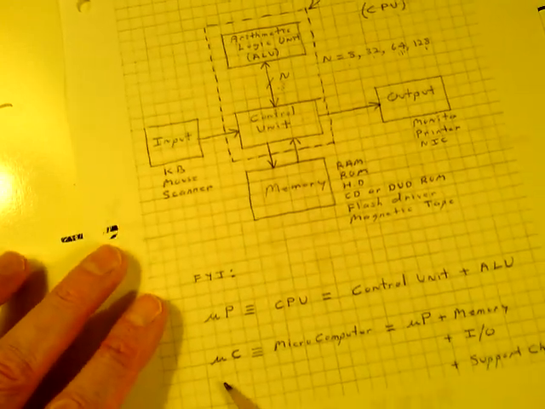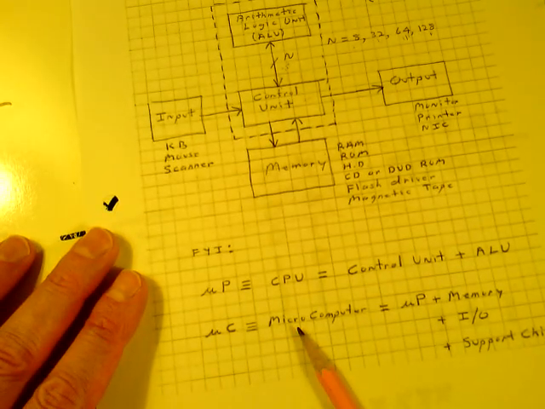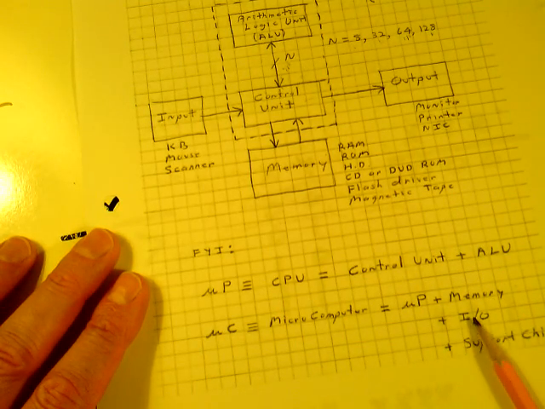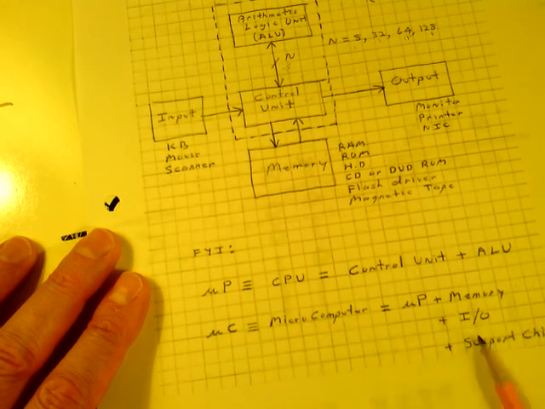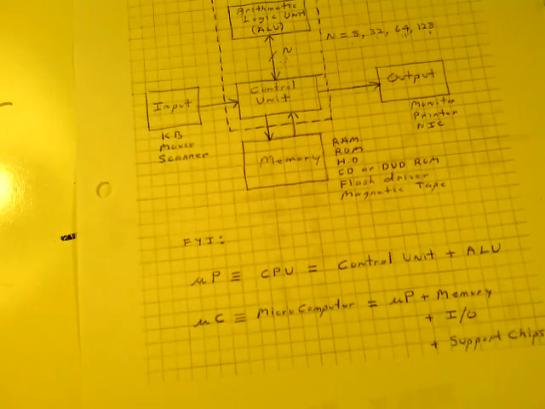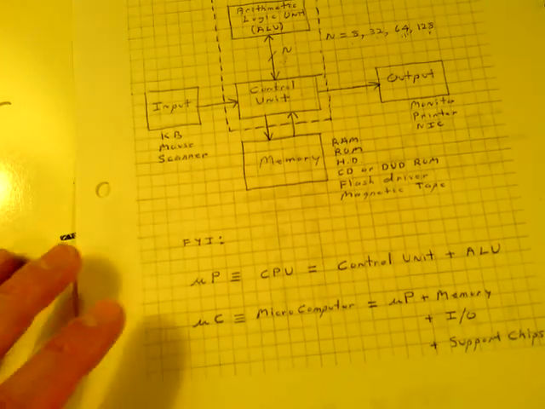Here's a microcomputer. What's a microcomputer? A microcomputer is basically a microprocessor plus 3 other things. It's this microprocessor plus memory, plus input-output chips, plus support chips. These are 2 equations that I think will help you understand. I mean, who hasn't got confused with central processing unit, arithmetic logic unit, microprocessor, microcomputer? Well, if you look this over, it'll explain all that to you.